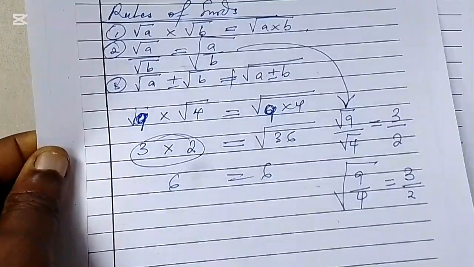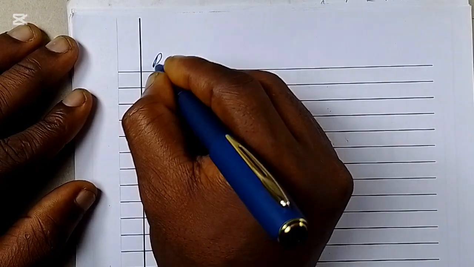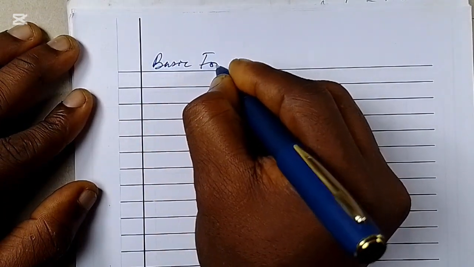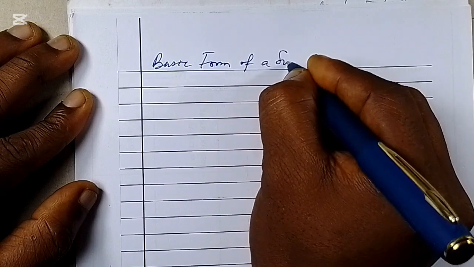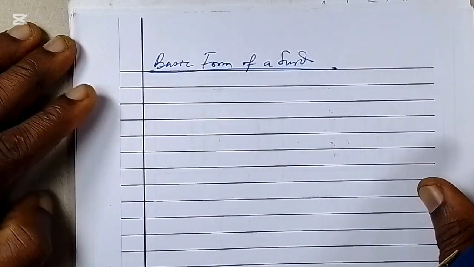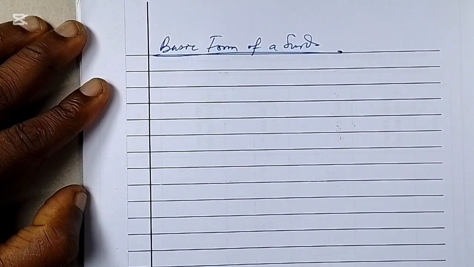Now that we know the rules of surds, let us move on to the next thing. The next thing I want to discuss under surds is what we call the basic form of a surd. So what do we call the basic form of a surd?